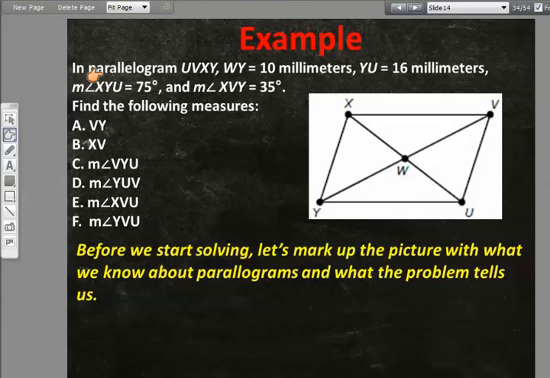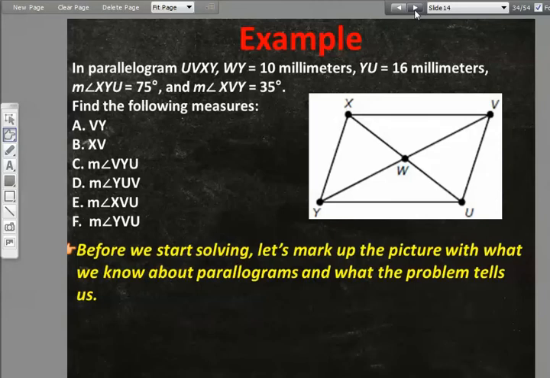Alright, in this one it says parallelogram UVXY, WY equals 10 millimeters, YU is 16 millimeters, measure of angle XYU is 75 degrees, measure of angle XVY is 35 degrees. It tells us to find all these measures, but I said before we start solving, let's mark up the picture with what we know about parallelograms and what the problem tells us.